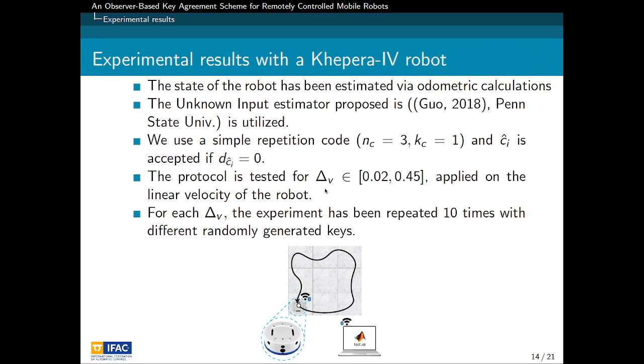Next, the protocol is tested for the bias value in this range, and it's applied on the linear velocity of the robot. And we did the experiment for each delta V 10 times with different randomly generated keys.